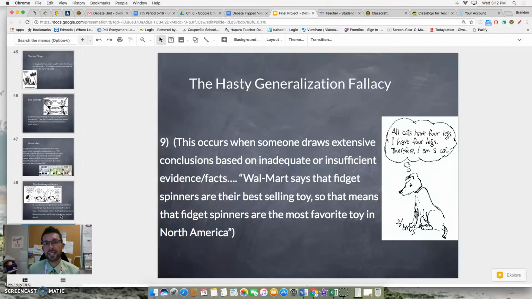The 9th one we have is called the hasty generalization fallacy. And this occurs when someone draws a conclusion based on inadequate or insufficient evidence or facts. So this is when someone believes something even though they don't have enough facts to truly believe it. So continue on my fidget spinner example. You could have a student, someone named Miles or Michael, maybe another guy named Cody or Caleb even, or even a guy named Jake, may say that Walmart says that fidget spinners are their best-selling toy. So that means that fidget spinners are the most favorite toy in North America because Walmart said so. One store out of lots of stores.